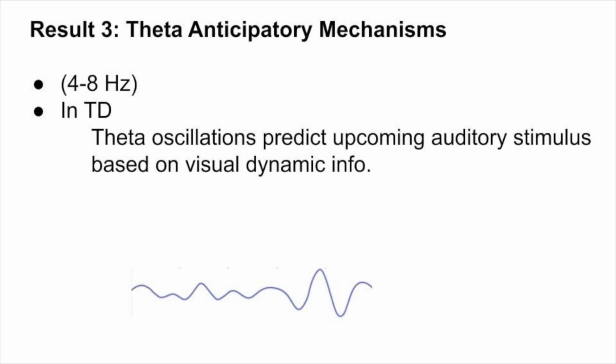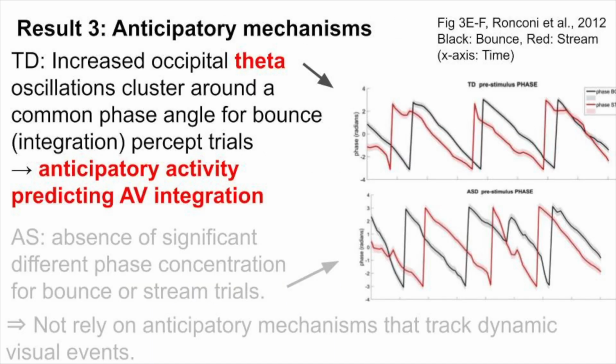Another highlight is around theta waveforms. In TD, theta oscillations are thought to predict upcoming auditory stimulus based on visual dynamic information. The TD group in the study reflected results of TD adults in other studies. The theta oscillations clustered around a common phase angle for bounce integration versus the stream trials. It shows anticipatory activity predicting integration.